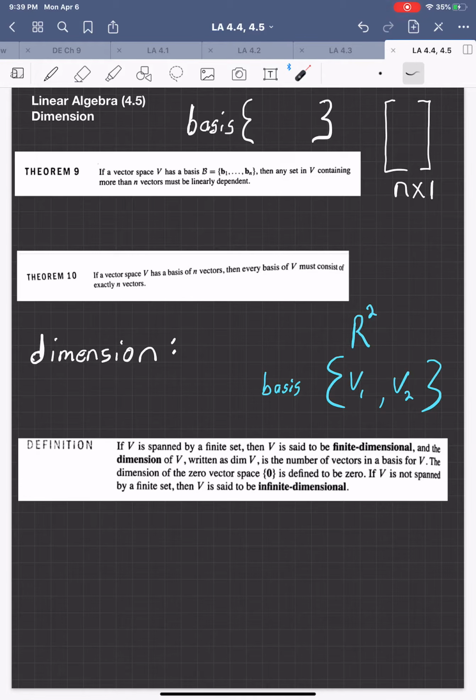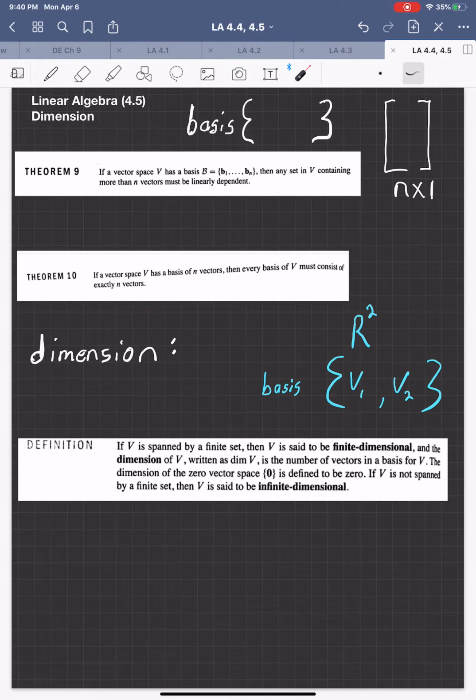Okay, so let's take a look at Theorem 10. Theorem 10 states, if a vector space has a basis of n vectors. Now, the previous theorem was discussing more than n vectors. So if we have a vector space V that has a basis of exactly n vectors, then every basis of V must consist of exactly n vectors.